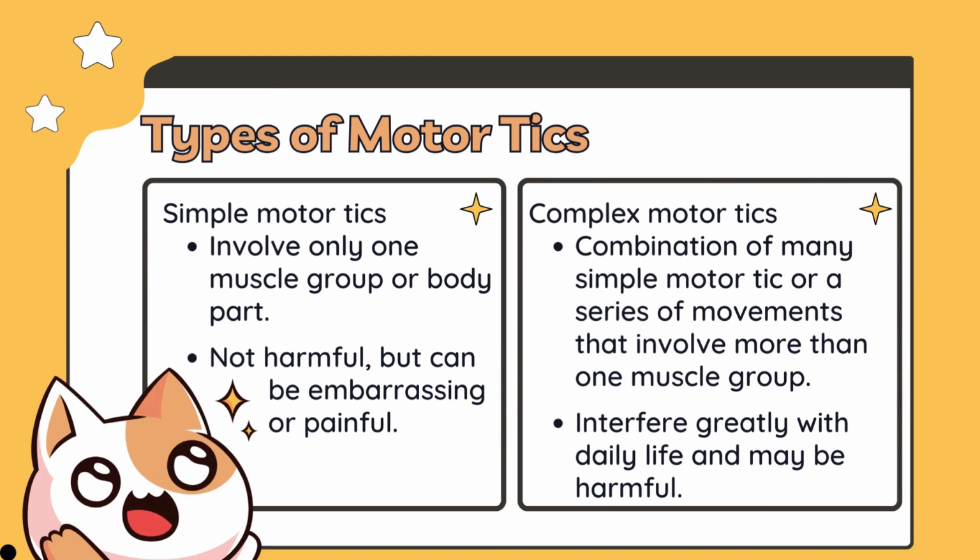There are two types of motor tics, simple motor tics and complex motor tics. Simple motor tics involve only one muscle group or body part. They are not harmful but can be embarrassing or painful. As for complex motor tics, they can be a combination of many simple motor tics or a series of movements that involve more than one muscle group. These types of tics can interfere with daily living activity and may be harmful, such as head banging or lip biting.